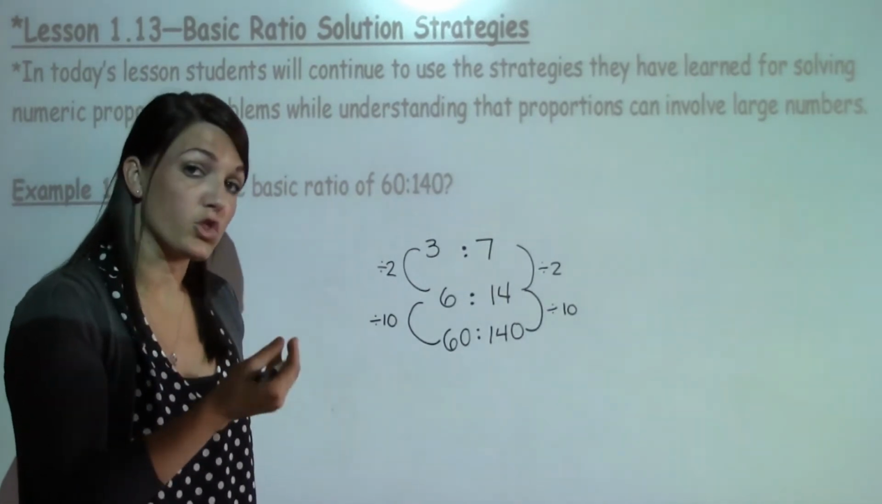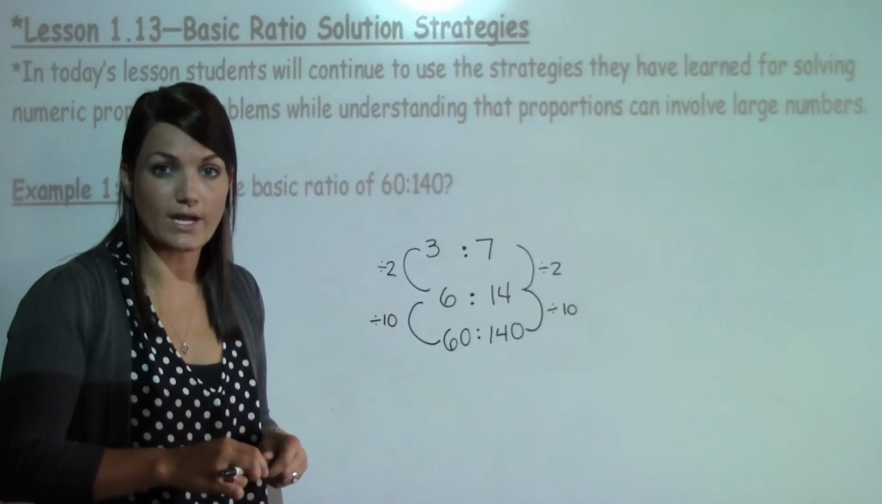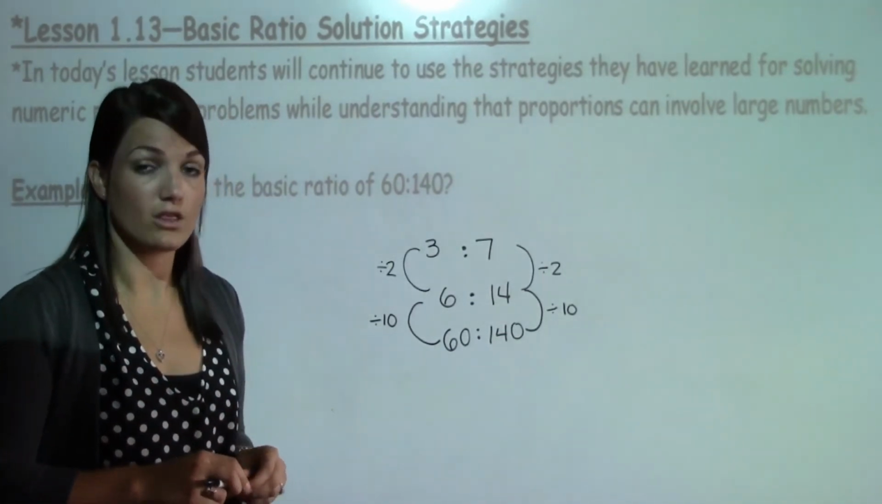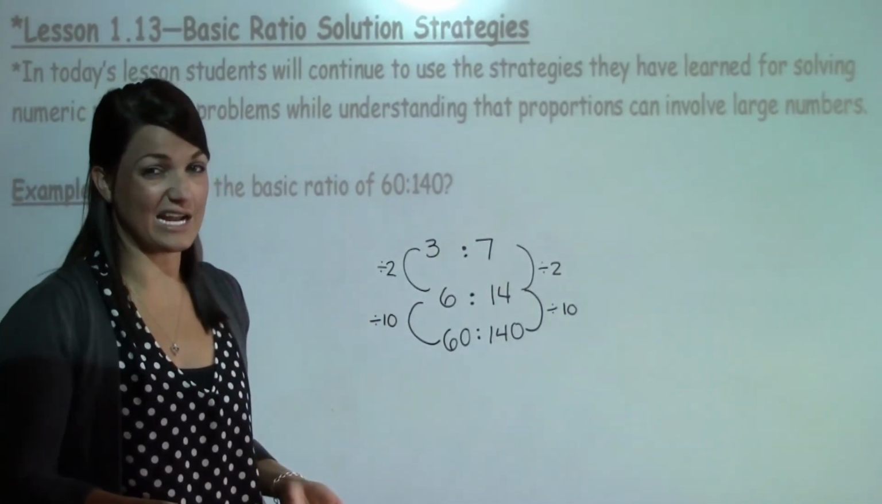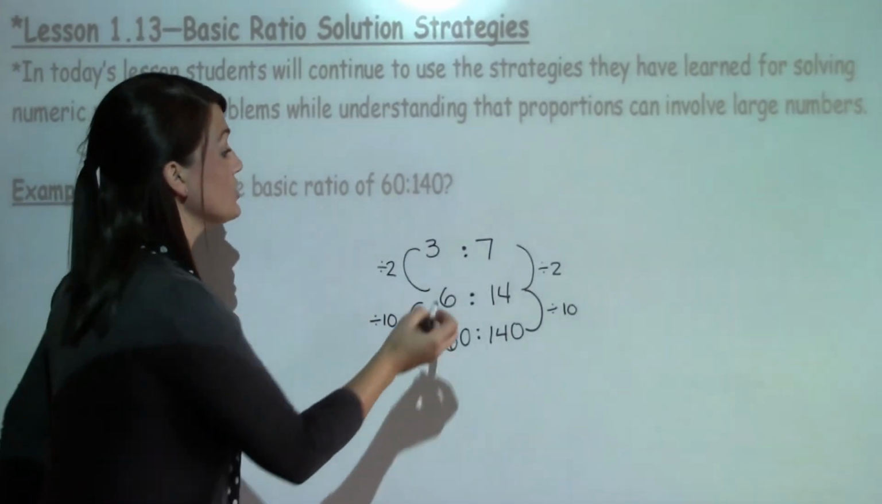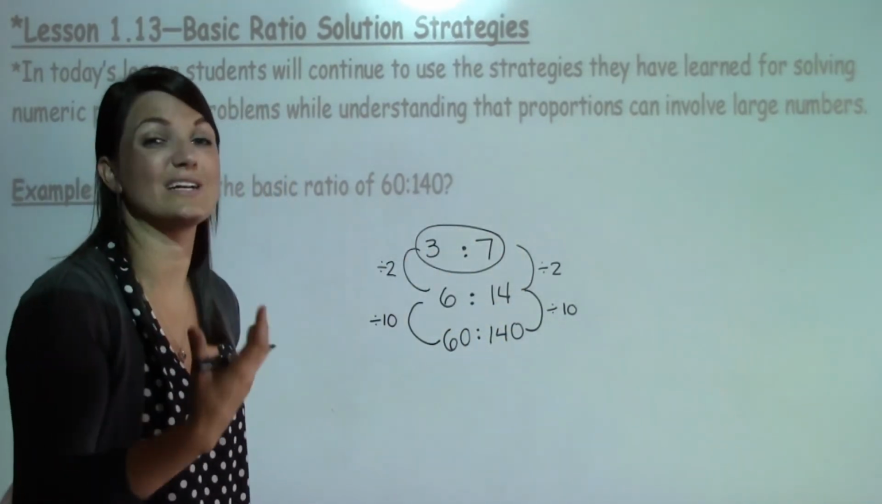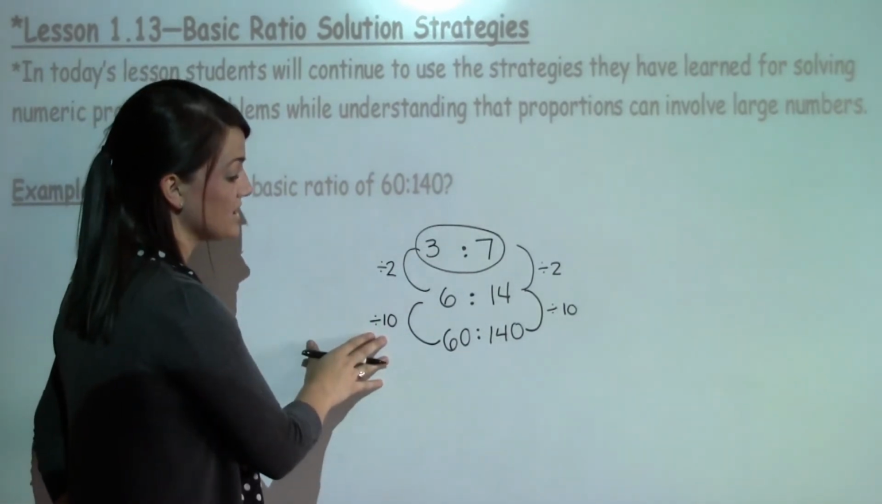I then need to think about 3 and 7. What numbers do they have in common? When I think about the number 3, I know that only 1 and 3 can be multiplied to make 3. So these are both prime numbers and do not have anything in common that's bigger than 1. So this is as low as I can go with my ratio, or as basic as it can be, in order to show the basic ratio of this problem.